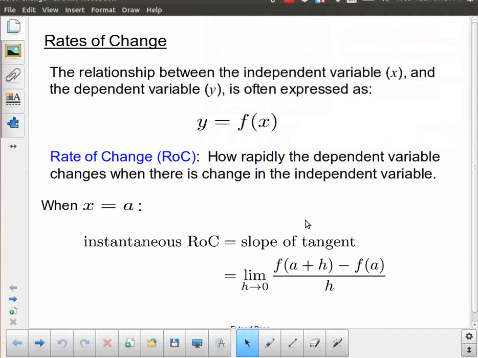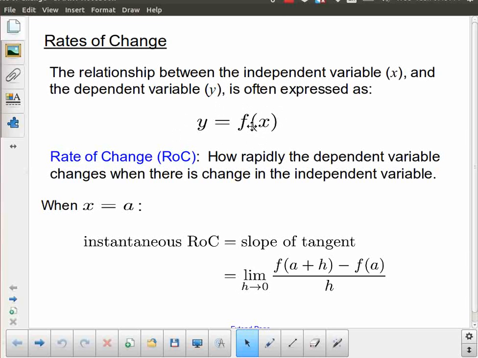For this lesson, we're going to be revisiting a concept from the Advanced Functions course, which is rates of change. And in continuing with what we've done in the past lesson, we're going to be looking at it in the context of the idea of a limit. So first of all, just a very simple refresher.